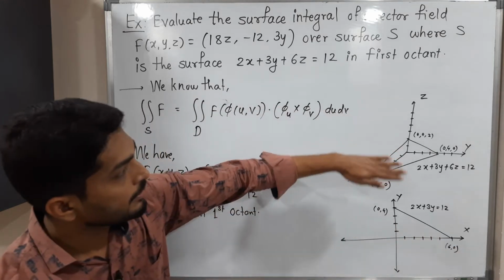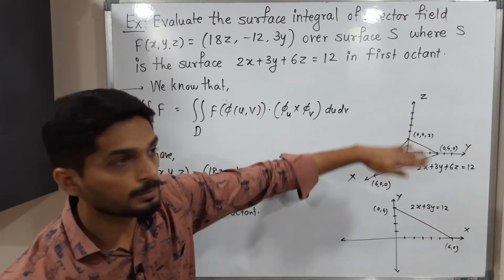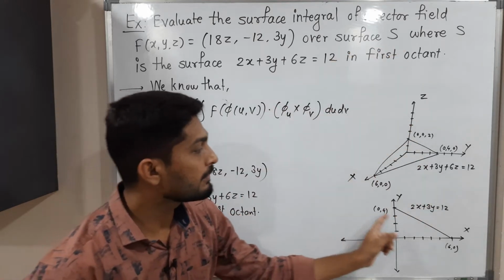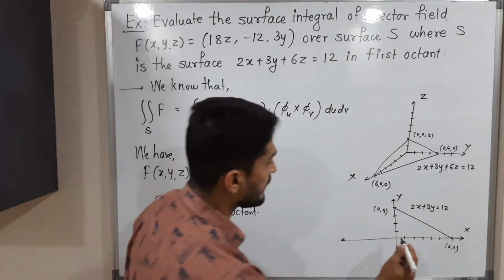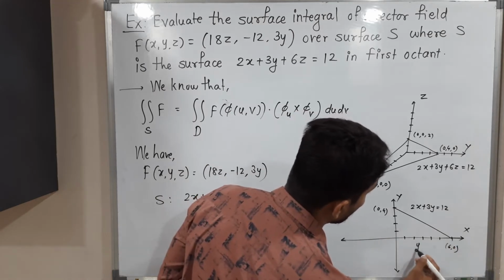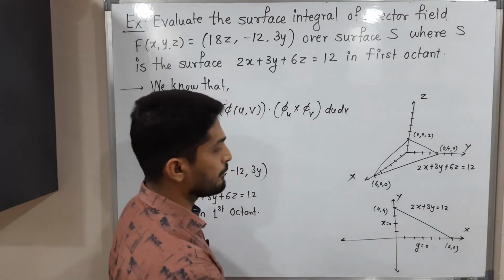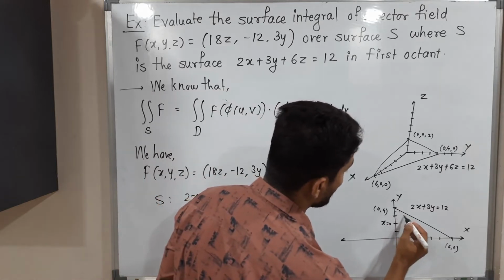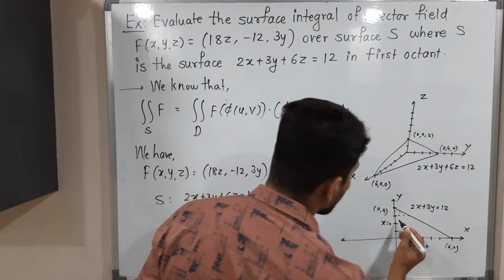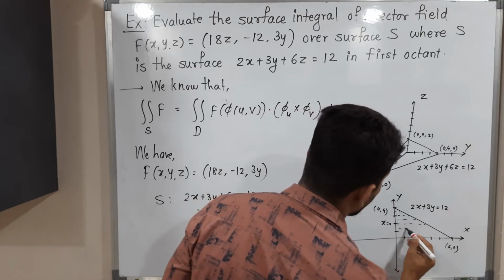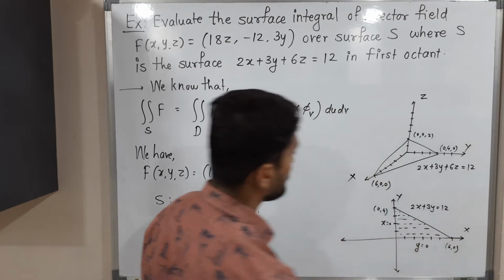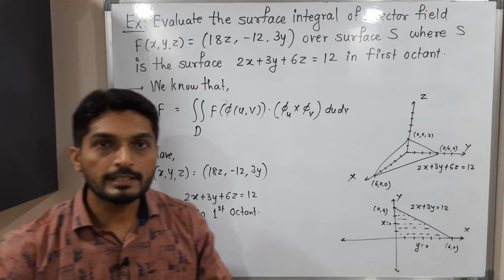If you take the projection of this cross plane on the xy plane, then we will have a triangle like this. The x-axis equation is y is equal to 0, the y-axis equation is x is equal to 0. So this type of region we have. Let me highlight it in this way. Yes, so this type of region we have. Okay, that's it. So let us find its parameterization.